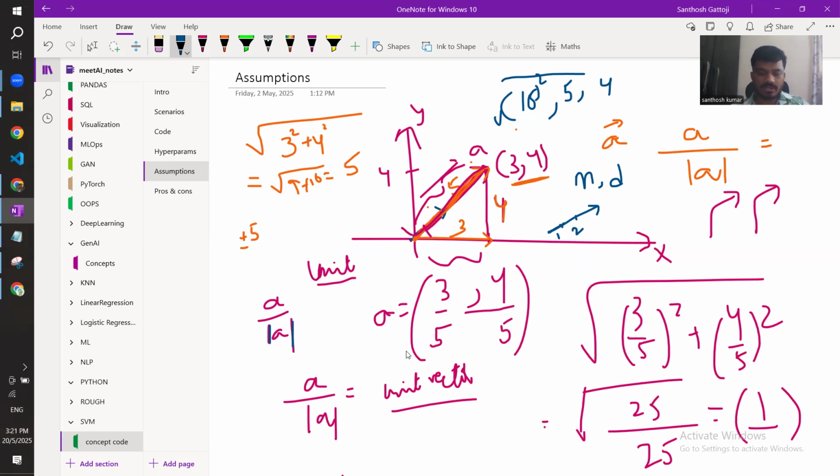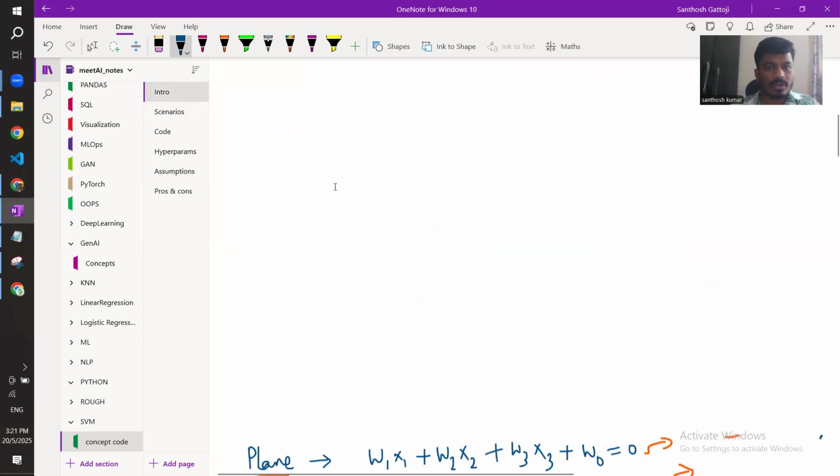Why? Because when you find the magnitude of this, you take the square root of (3 by 5) square plus (4 by 5) square, just like 3 square plus 4 square, and you get 1. This proves that this is a unit vector, its magnitude is 1. So why did we study this?